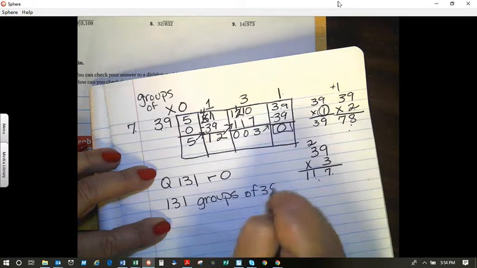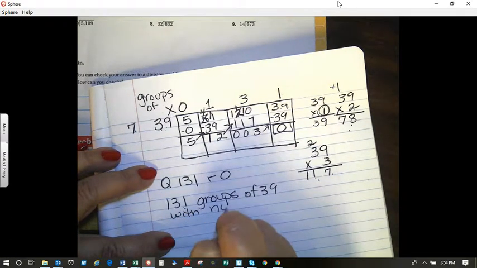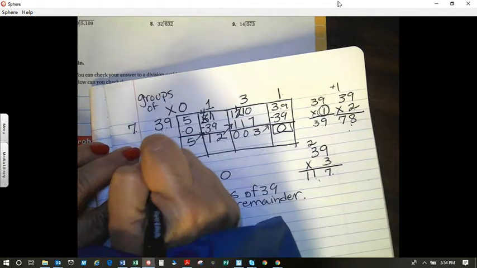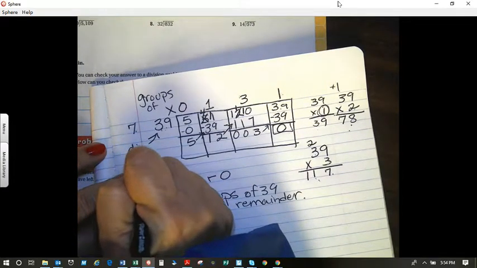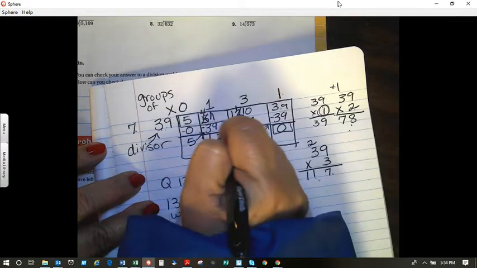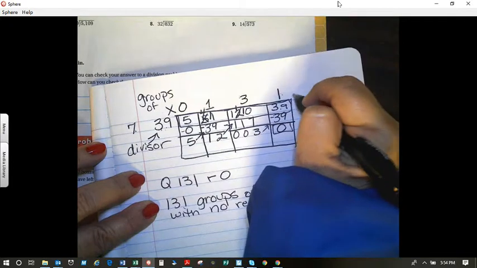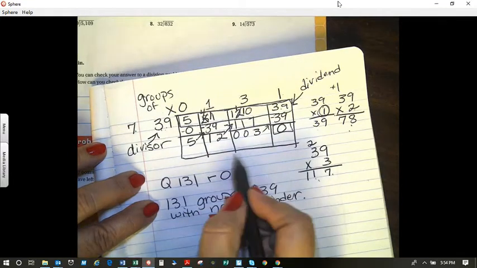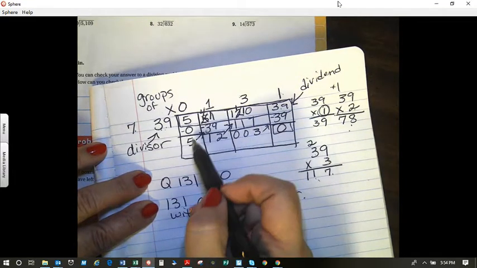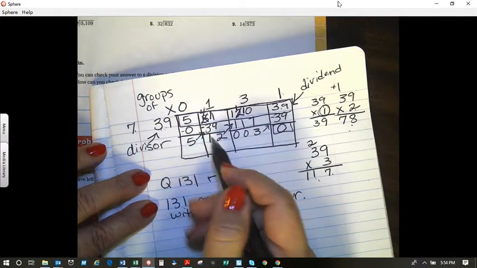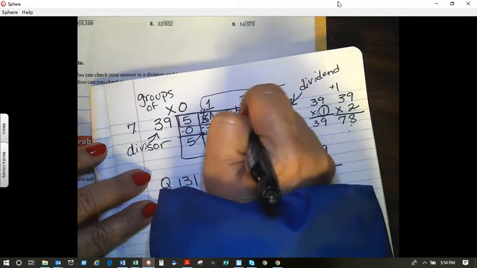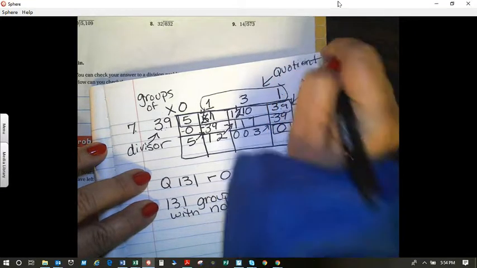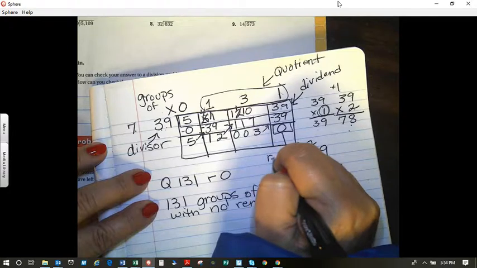of 39 with no remainder. I'm going to label, this is my divisor. This part here is my dividend, because that's the number I took apart. Some of you were saying all these numbers down here were your dividend. You didn't take those apart. Those are the differences after you subtract it from your dividend. Okay? And then this right here is your quotient. And in this box here is going to be your remainder.